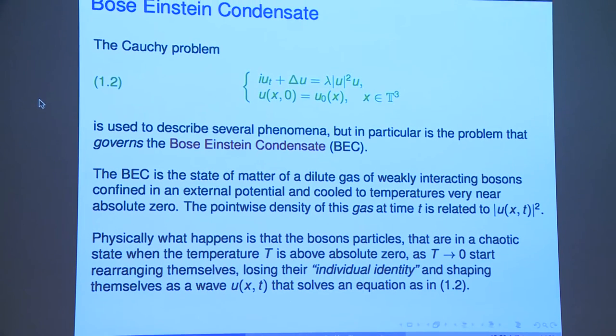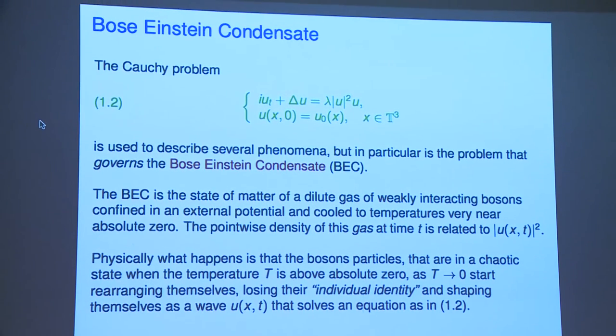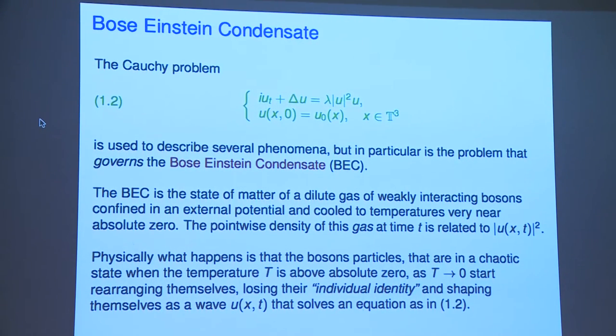Like I said, this problem comes from physics, and one of the really interesting questions, which I'm not going to address at all, is obtaining this as a limit, either as the number of particles goes to infinity or the temperature goes to absolute zero, of a phenomenon called Bose-Einstein condensate. There is a lot of work done, and many developments that happened in the last 10 years.